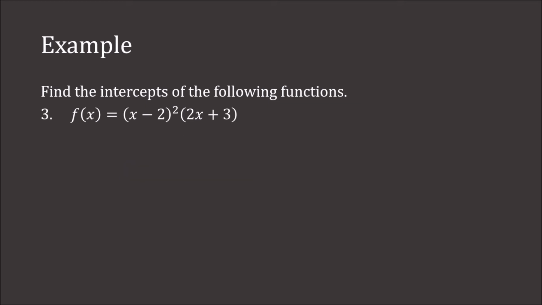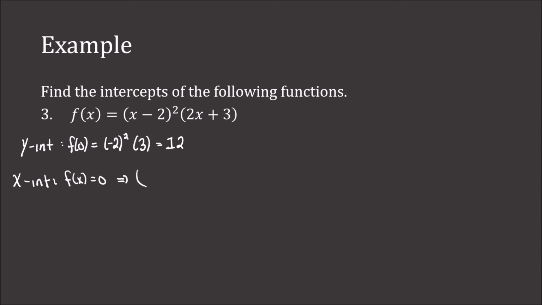Now let's look at this polynomial. So for the y-intercept, f of 0, so we're going to have -2 squared times 3, which is 4 times 3, that's 12. Let's look at the x-intercepts. So we have to have f of x is equal to 0. So this means x minus 2 squared times 2x plus 3 must be 0. This is already factored.